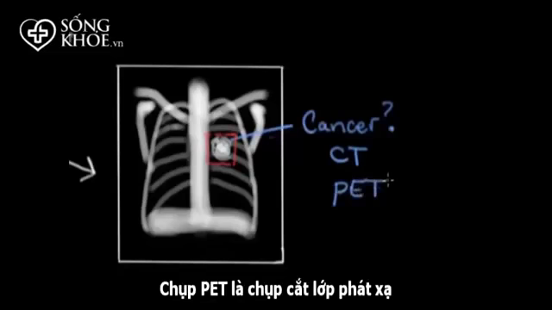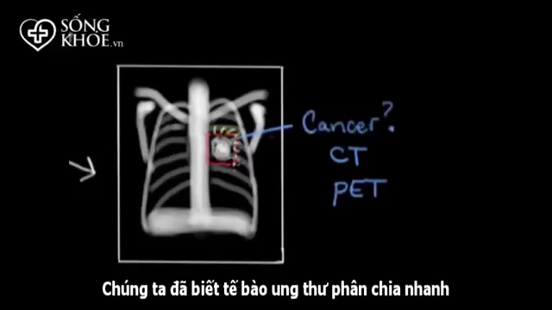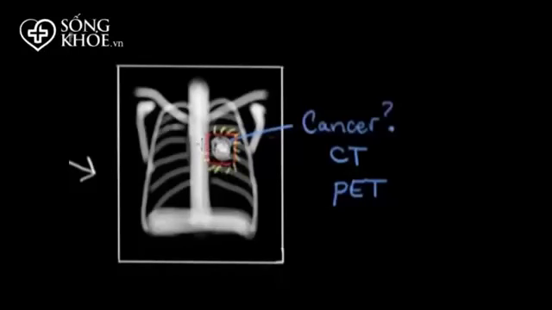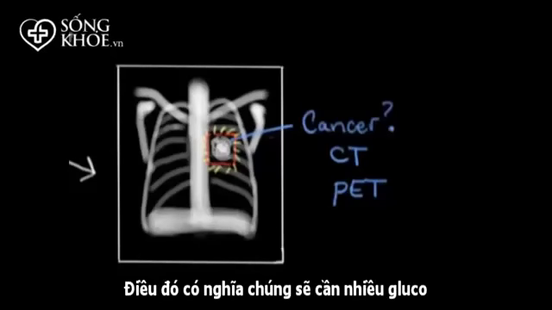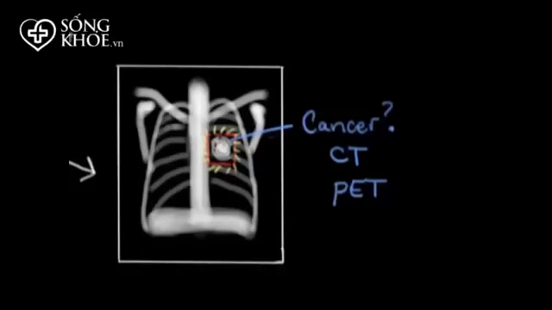A PET scan stands for a positron emission tomography scan, and it's used to determine if the cells are using a large amount of glucose. Since we know that cancer cells divide rapidly, they have a high demand for energy. And that means that they're going to use a lot of glucose and will appear very bright in scans compared to background tissue and normal cells.